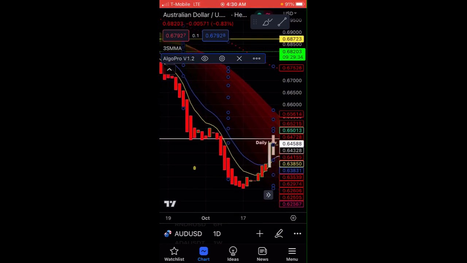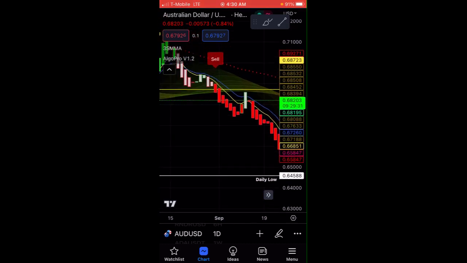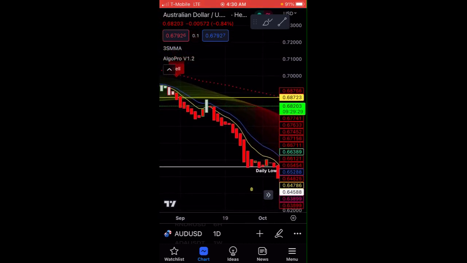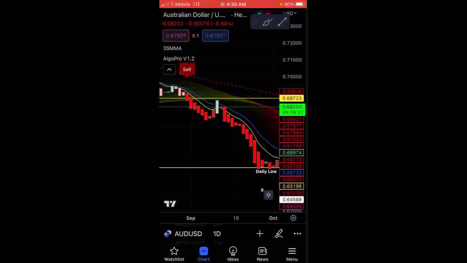But let's look for a couple more signals here. It works the best for the longer time frames. So if you're going to use the AlgoPro indicator and look for the buy and sell signals, make sure you're doing it either on the day or at least the hour. The hour or the day. But I do the day.